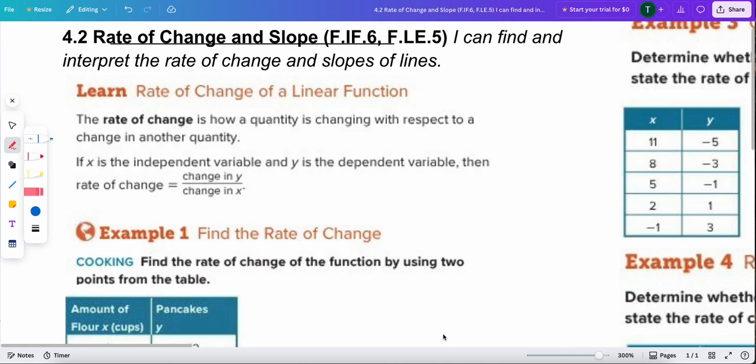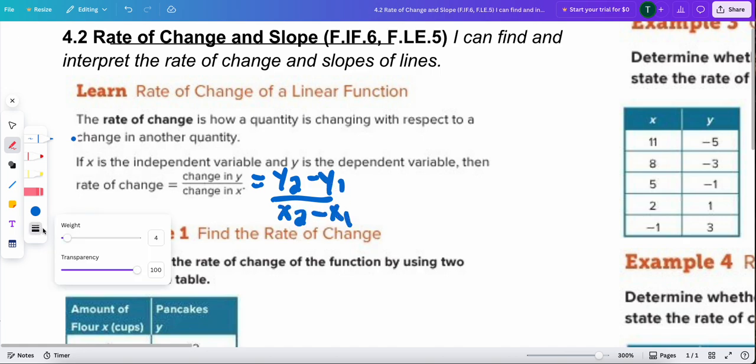4.2, which is rate of change and slope. So rate of change of a linear function: the rate of change is how a quantity is changing with respect to a change in another quantity. If x is the independent variable and y is the dependent variable, then rate of change equals change in y over change in x. So the typical formula that most schools or most textbooks use is going to be y2 minus y1 over x2 minus x1.